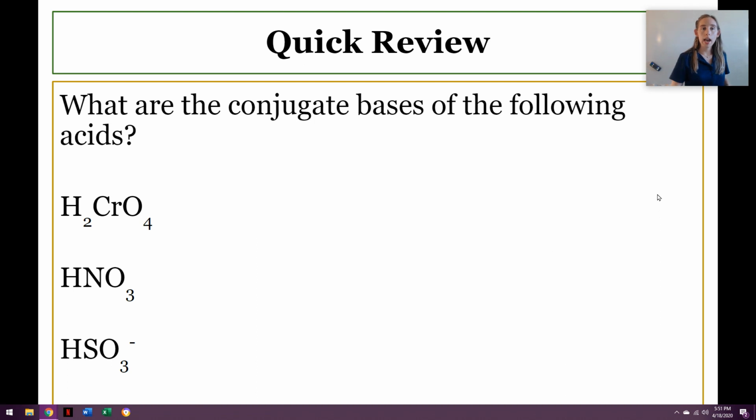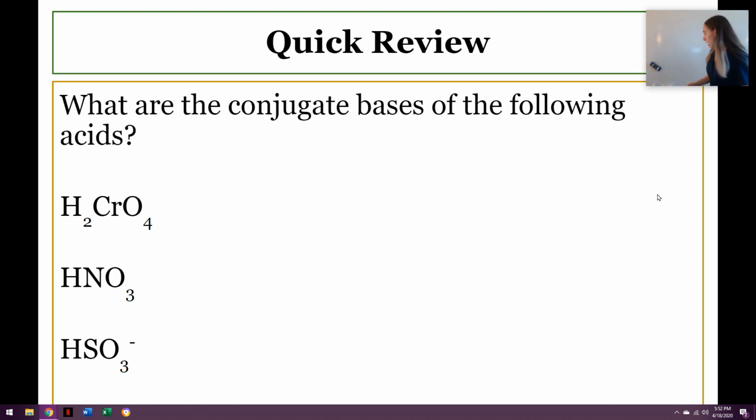We are going to look at this problem. What are the conjugate bases of the following acids? So when we have an acid in a reaction, imagine you've got that first one, H2CrO4, and it's on the reactant side of a reaction, and you've got a base with it. Doesn't really matter at this point what the base is. The acid, by definition of our Bronsted-Lowry acid definition, the acids are going to donate a hydrogen ion, your proton.